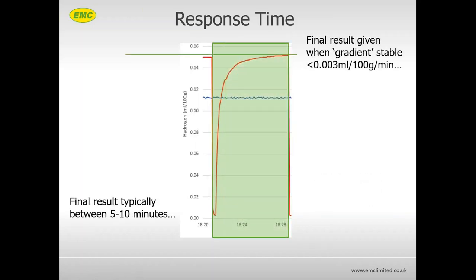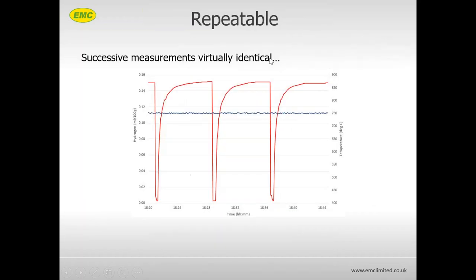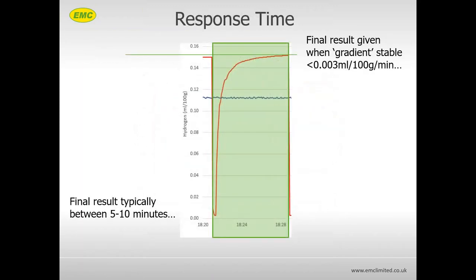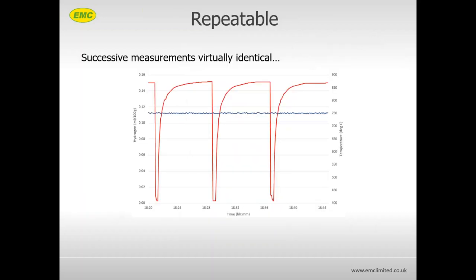The final result, which is typically 5 to 10 minutes, is judged when the analyzer measures a rate of change of 0.003 milliliters per 100 grams. So it's looking for that curve to level off. It says this is the final reading. Successive measurements are repeatable. Results almost identical. This shows three successive measurements of purge followed by the measurement, purge and measurement.